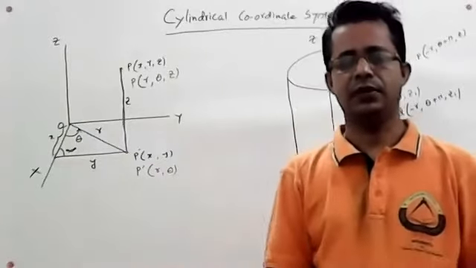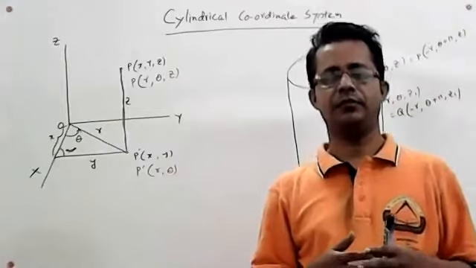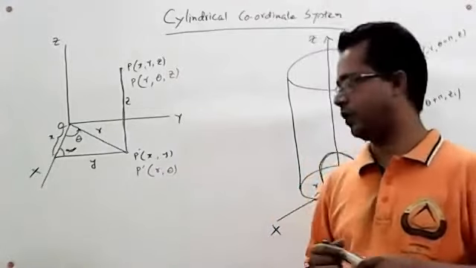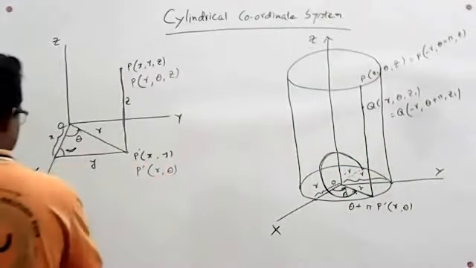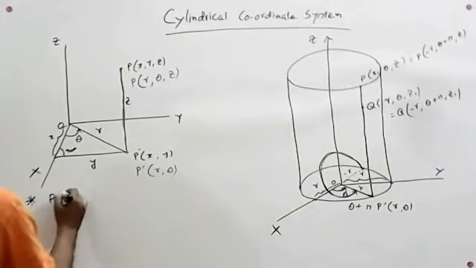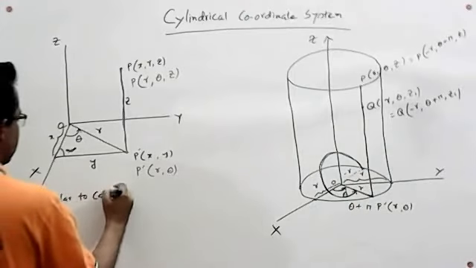Now we would like to convert a point from polar to Cartesian, and also Cartesian to polar. First, we would like to convert the point from polar to Cartesian in the cylindrical coordinate system.